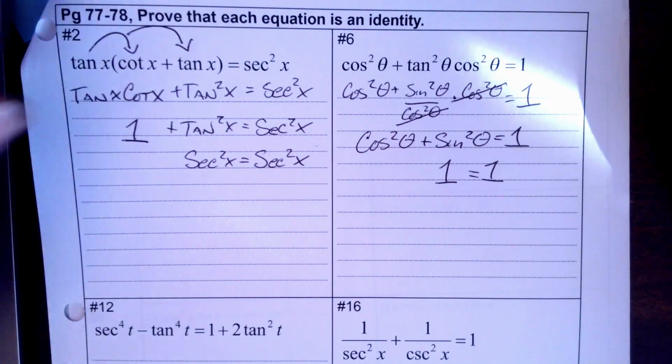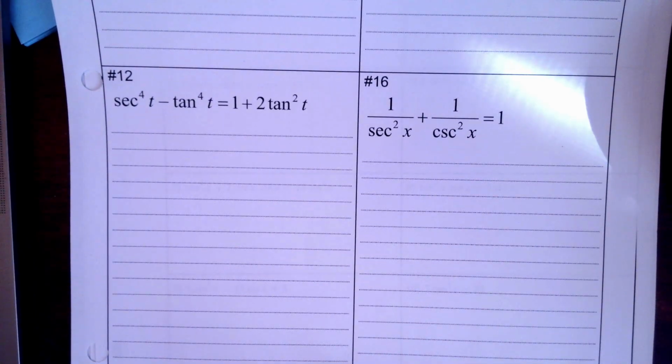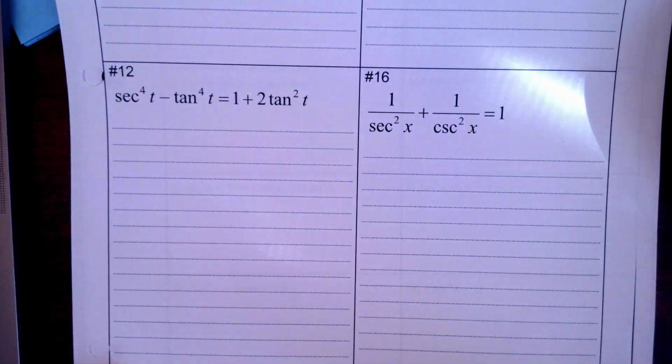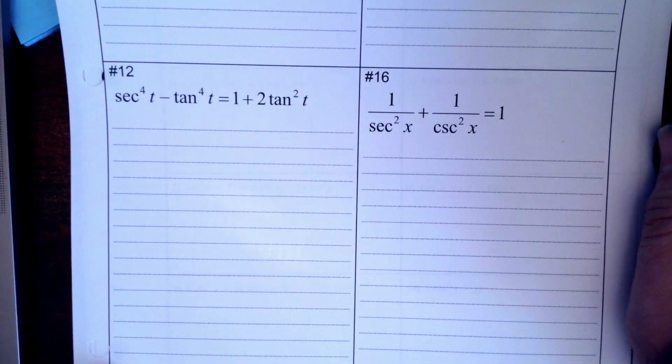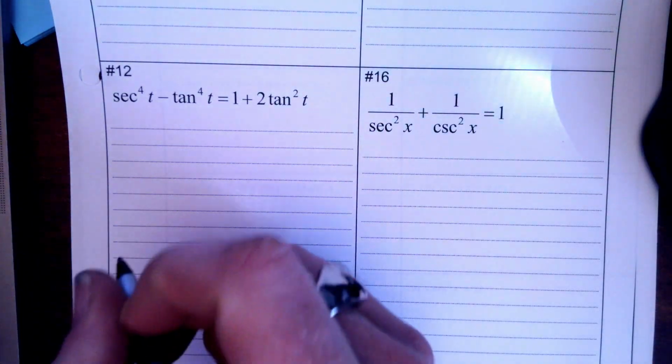The next one, number 12, involves a little bit of factoring. So we have the secant to the fourth of t minus the tangent to the fourth of t equals 1 plus 2 times the tangent squared of t. So this one might take a little bit of space here.